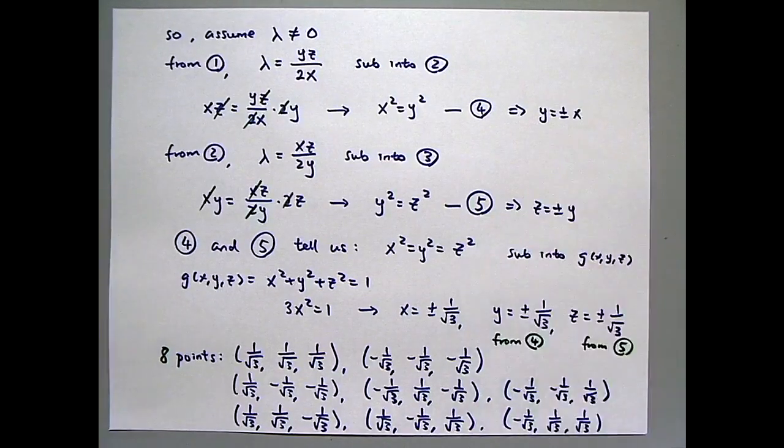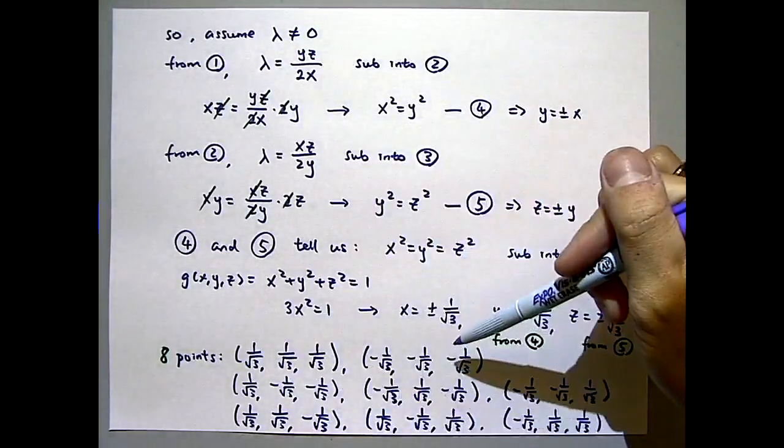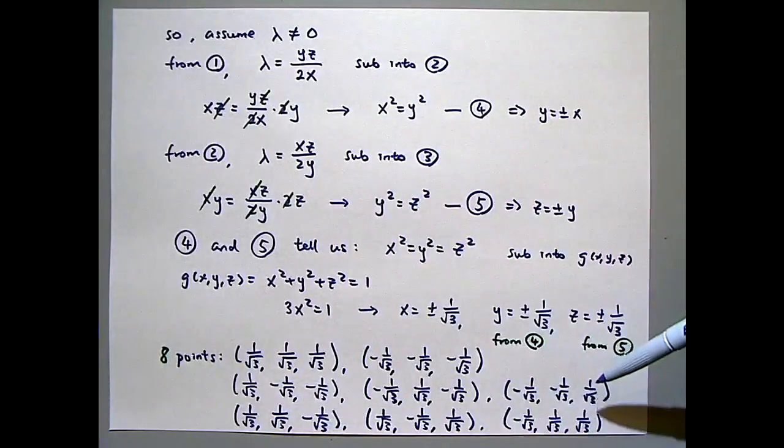All right, now we got our 8 points to consider. Right? All positive, all negative, 2 negative, there are 3 choices. 2 positive, there are 3 ways to make that happen. And there are the 8 candidate locations. And now what do we do? We check F at all 8 places, right? It's actually not that difficult. F is just X, Y, Z.